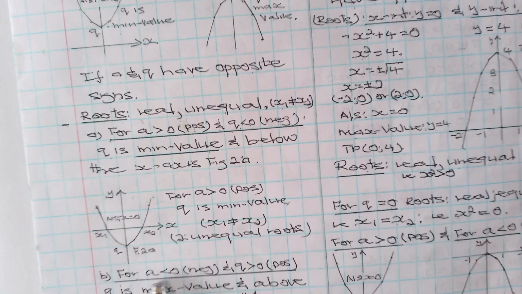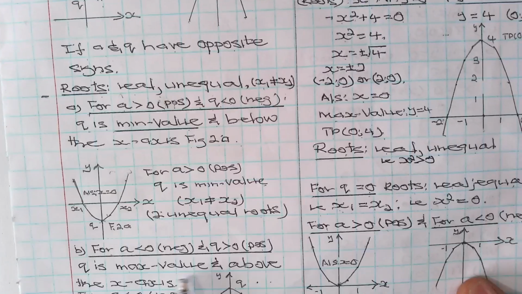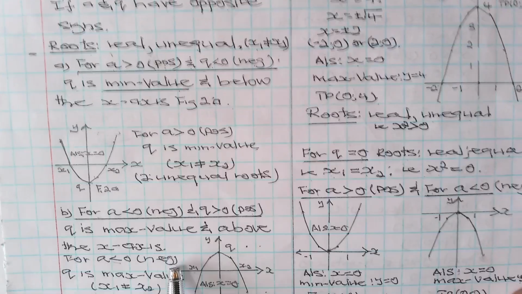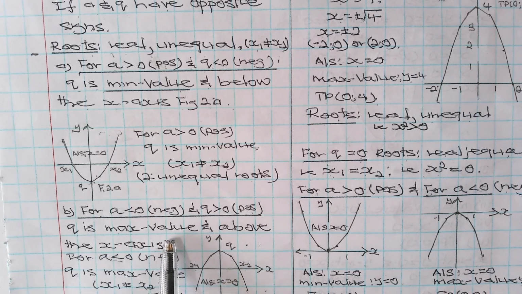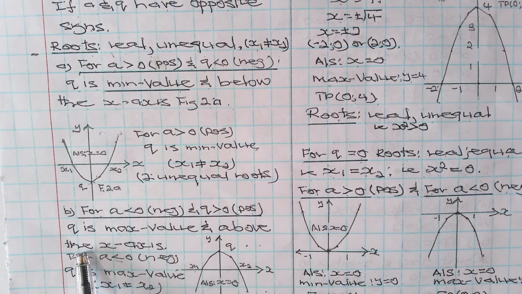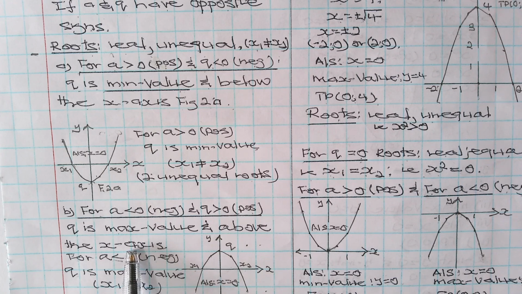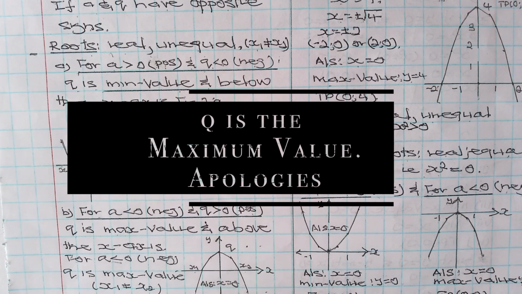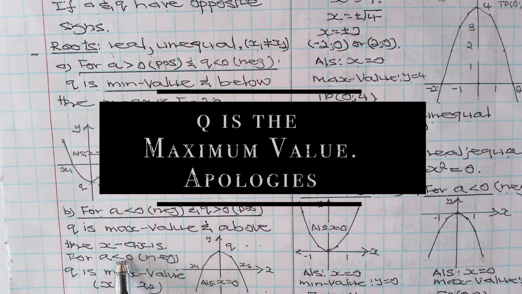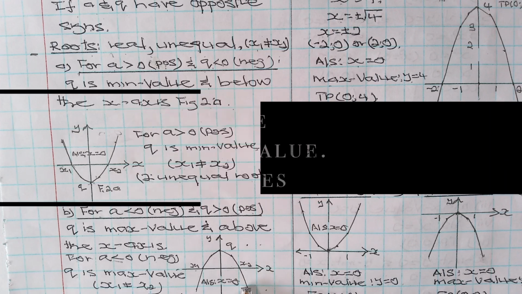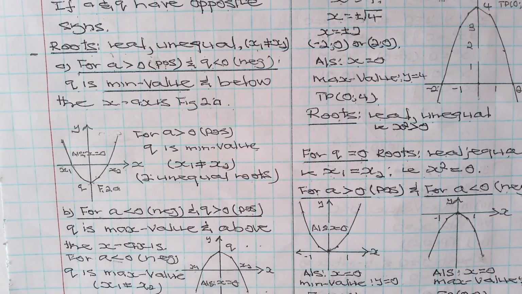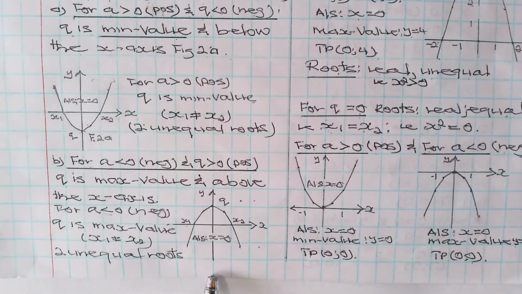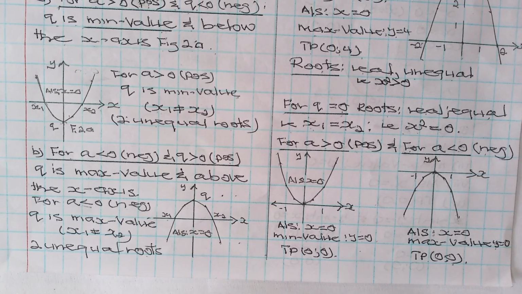For a less than 0, which is negative, and q greater than 0, positive, q is the maximum value and above the x-axis. For a less than 0, negative, it opens downward, and x1 is not equal to x2. Therefore, there will be two unequal roots.